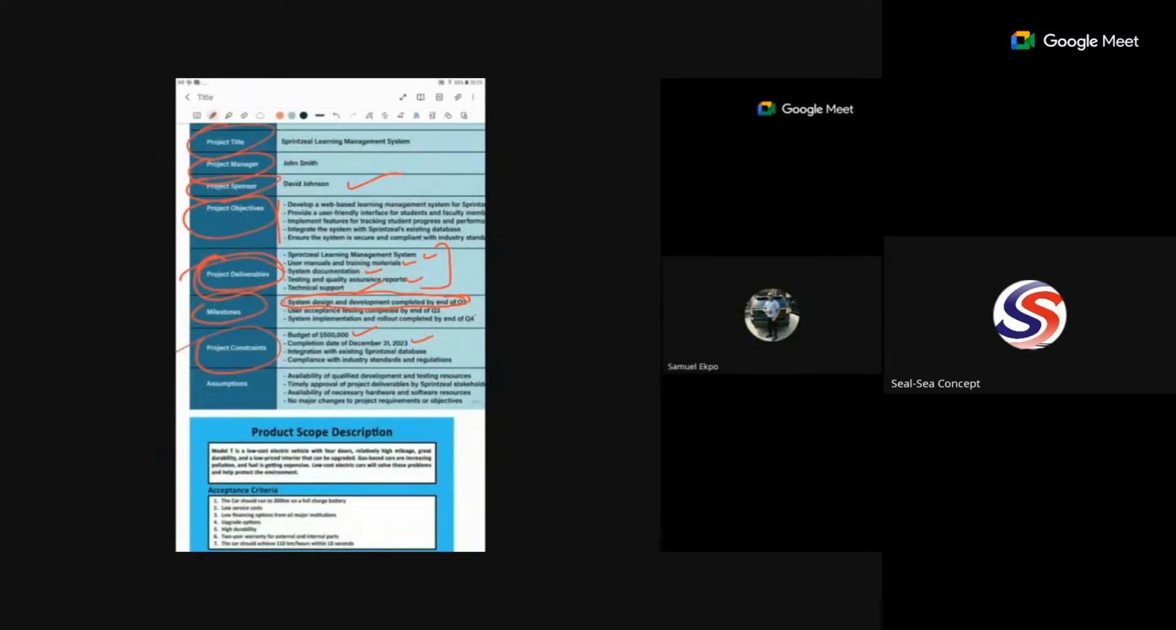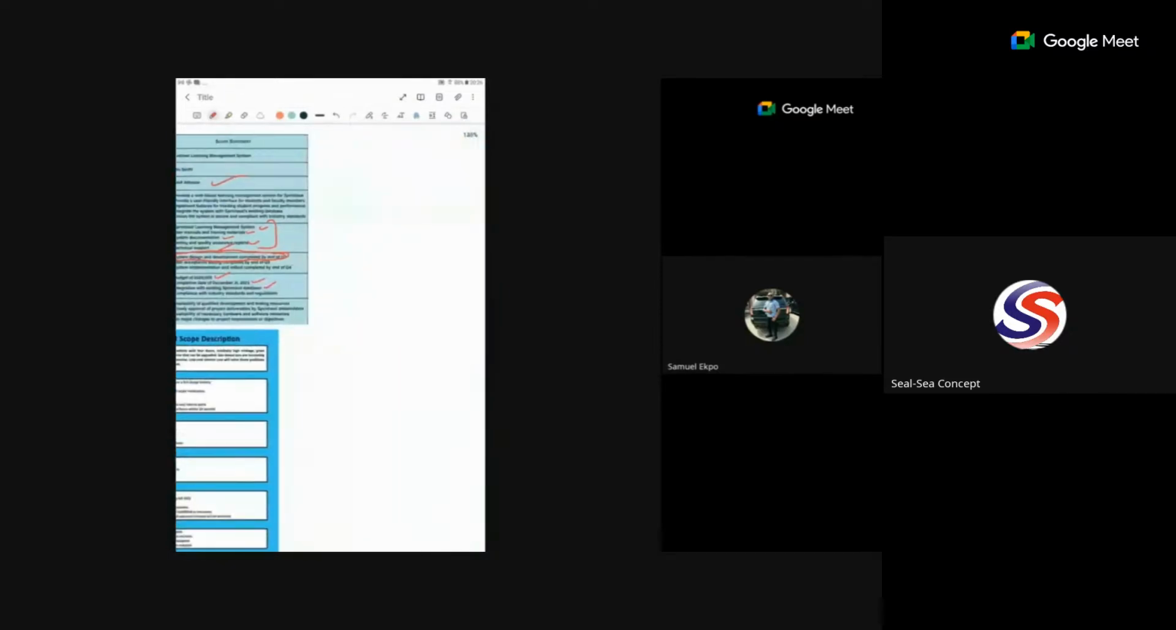Integration with existing Spring database. So after you are done with this, you must incorporate it with the already existing database. So you are stating that they will be the constraint for you, and what are the assumptions you are working with? Availability of qualified development and testing resources. So the assumptions you are working with are things that you assume will be in place. You are not really sure, but you already assume that these things are available. So provided that these things are available, that is when you'll be able to run this project smoothly.